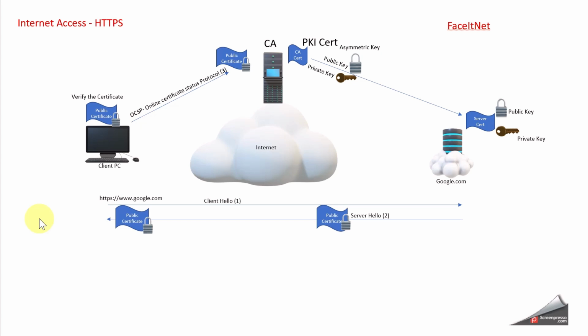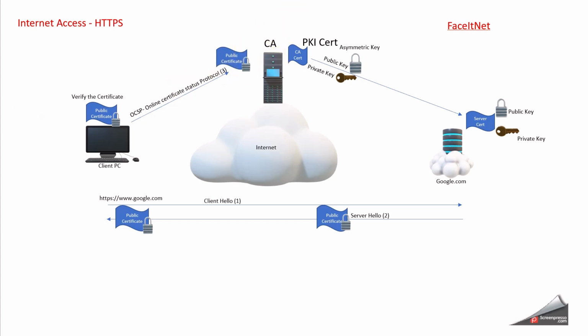So it's not going to be practical. So they introduced a new protocol called Online Certificate Status Protocol. Now the client computer is going to verify the certificate with the certificate authority using the Online Certificate Status Protocol. That means it goes to the CA and asks, "Hey, I received a certificate from Google, and he has provided me this as his public key certificate. Can you confirm whether this is the public certificate that you have given to the Google server?"